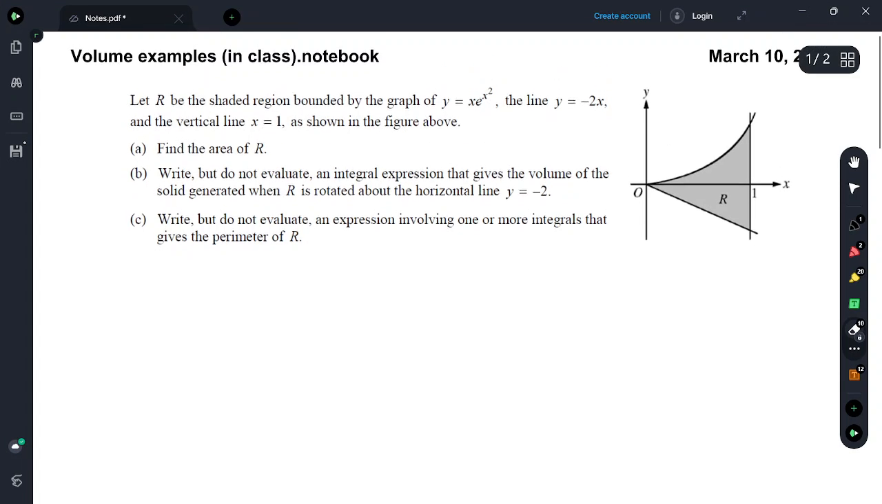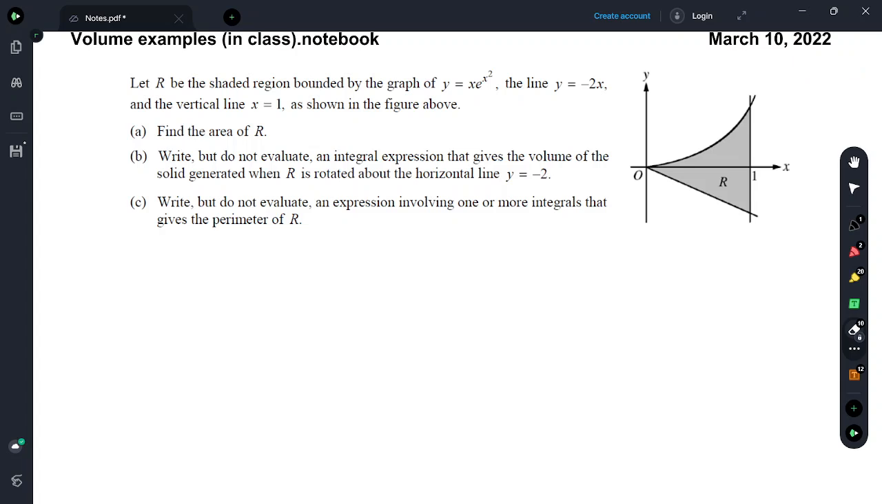Let R be the shaded region bounded by the graph of y equals x e to the x squared and the line y equals negative 2x, and the vertical line x equals 1, as shown in the figure above. A, find the area of R. Well, let's take the top curve, which is x e to the x squared, and the bottom curve is negative 2x, and we're going from 0 to 1.